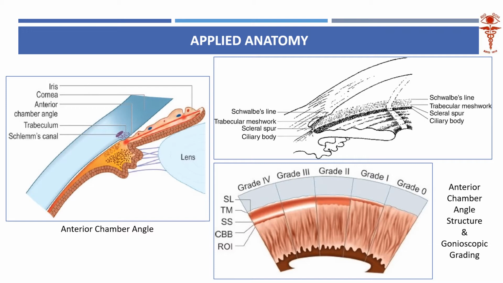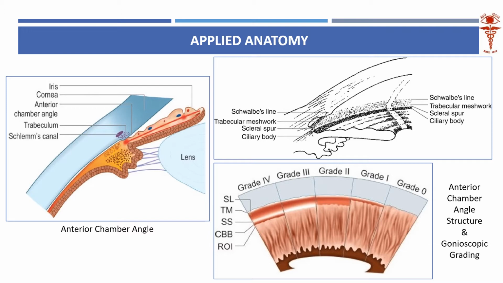Then you might ask, what is the posterior segment? The anterior segment is filled with aqueous humor, and the posterior segment of the eye is filled with vitreous humor. So this is the first point I want you to understand.